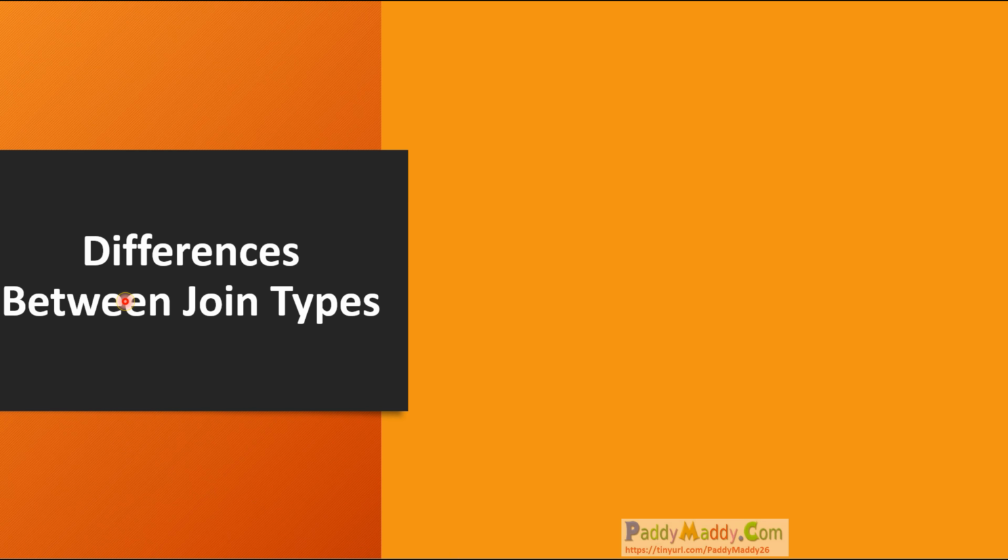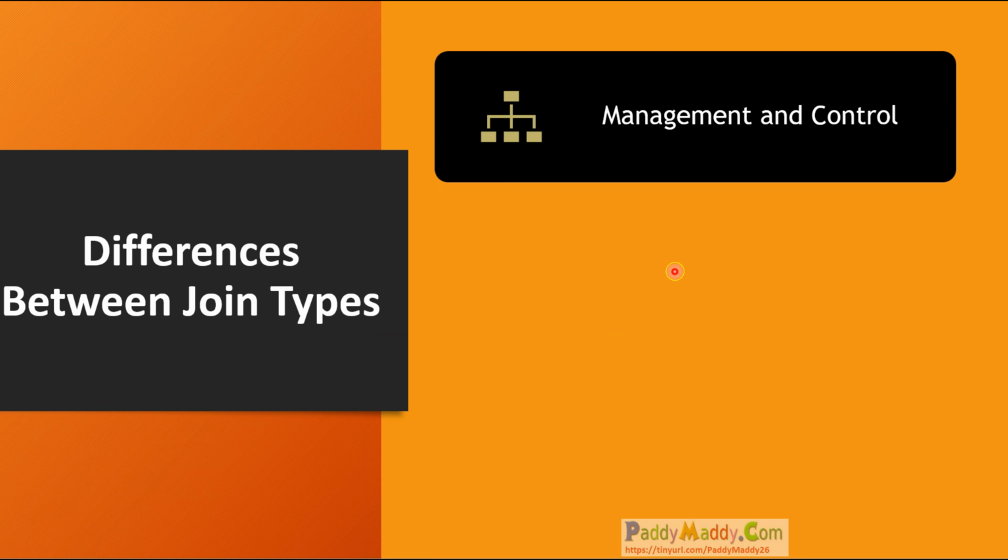Let's have a look at the differences between join types. The management and control would be the first thing to think about from an admin point of view. The level of management control varies significantly among these join types. Microsoft Entra registered devices offer limited management capabilities compared with Microsoft Entra joined or hybrid joined devices, because those two types of devices are fully managed, whereas the registered devices are actually personal devices, so you will not have full access on those devices. It is completely limited access and limited control from a management point of view when compared with hybrid joined or Entra joined.